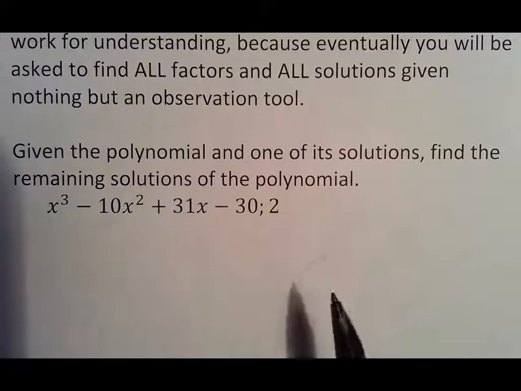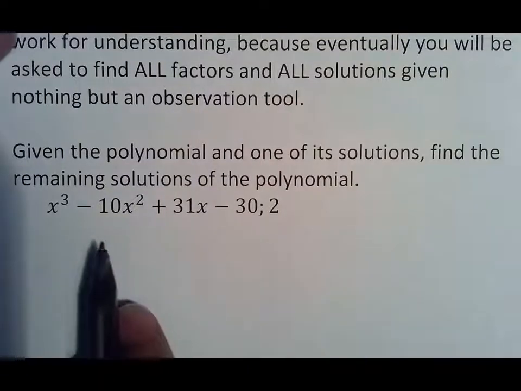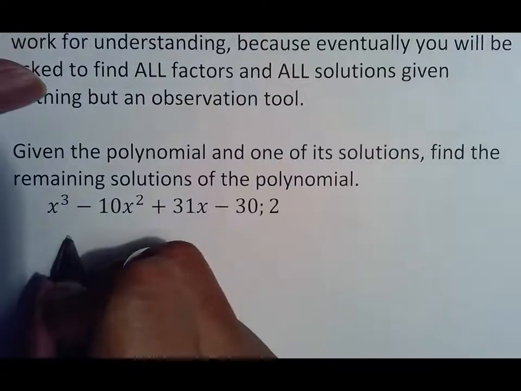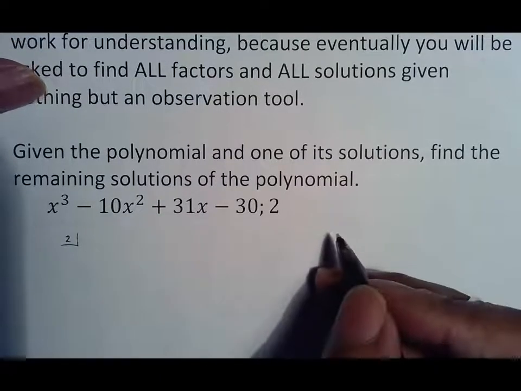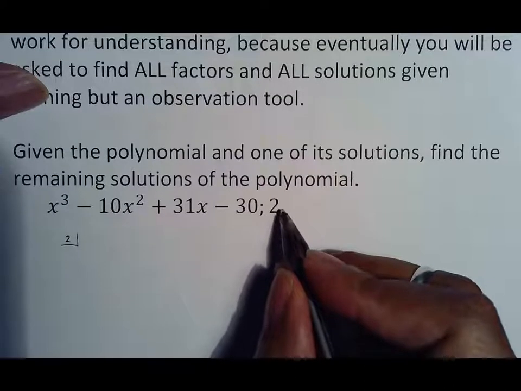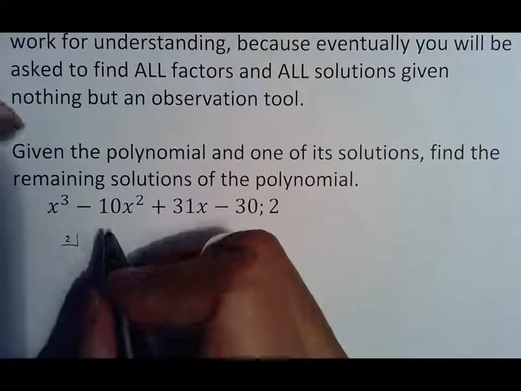Given a polynomial and one of its solutions, find the remaining solutions. So this is the polynomial. This is a solution. Remember, solution goes in as is. So 2 is a solution of this. This is not a factor. Your factor would have been x minus 2, but again, that is a solution. So we're going to put it in the box.